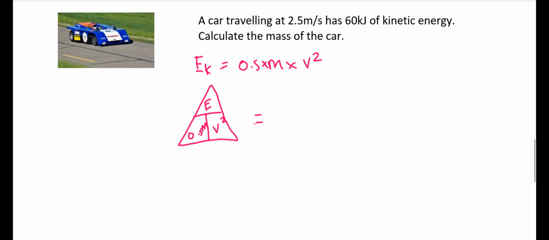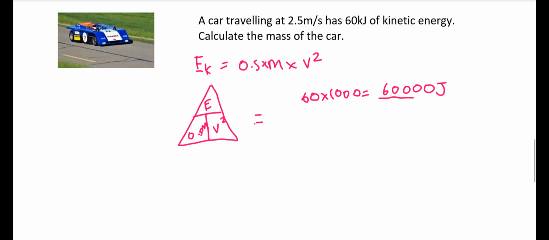The kinetic energy here is 60 kilojoules. 60 kilojoules just means 60,000. So I have to multiply the 60 by 1,000. So 60 times 1,000 equals 60,000 joules. And if I look at my triangle, if I do the kinetic energy divided by the speed squared, I'll be given half of the mass.